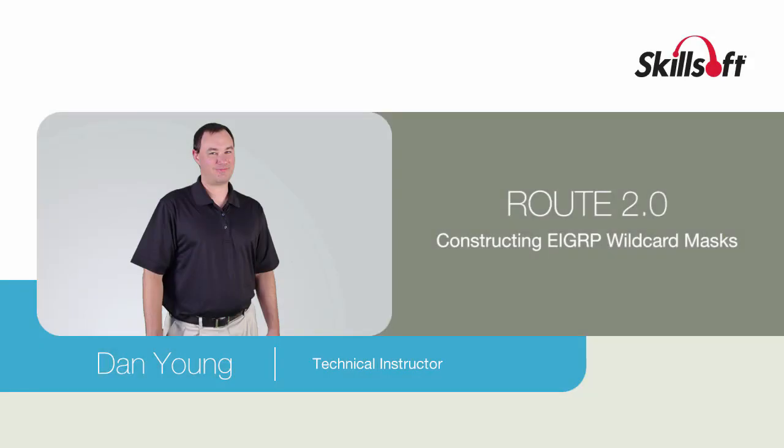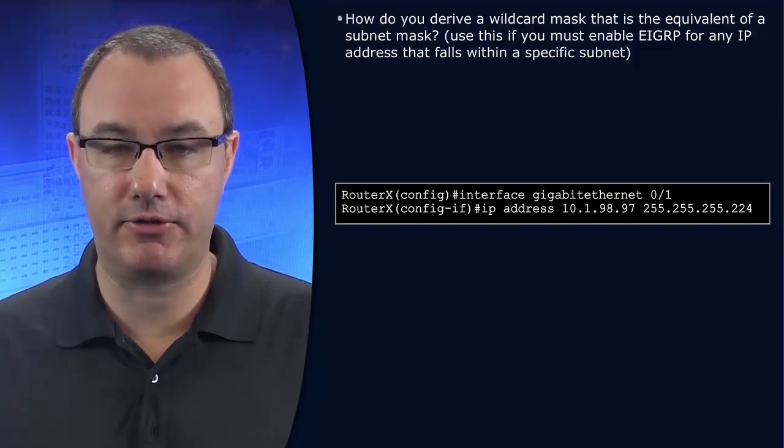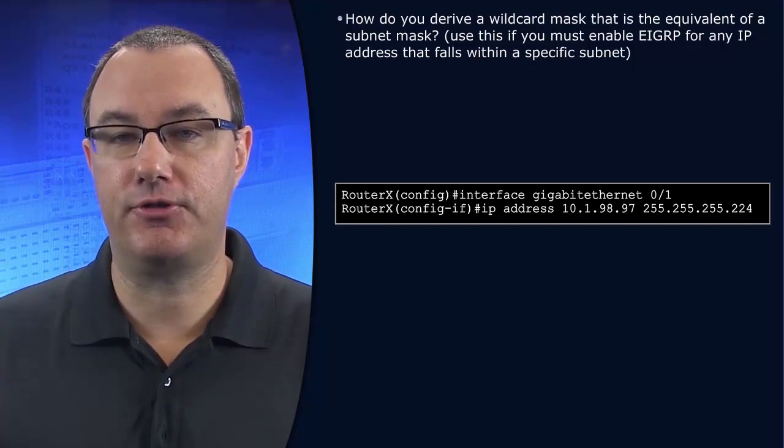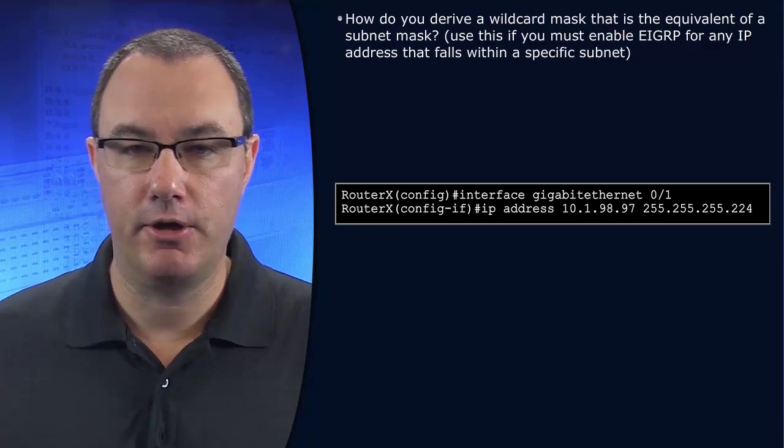A skill we might be asked to demonstrate in a testing environment would be coming up with our own wildcard mask that is appropriate to match any IP address in a subnet that is provided to us. How do we do this? Well, what we do is this.